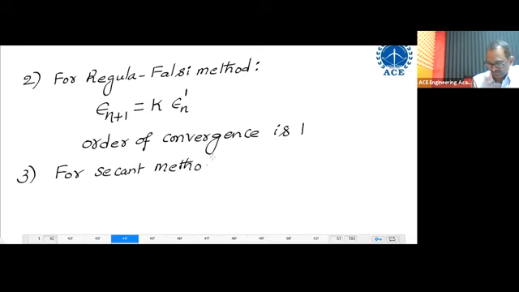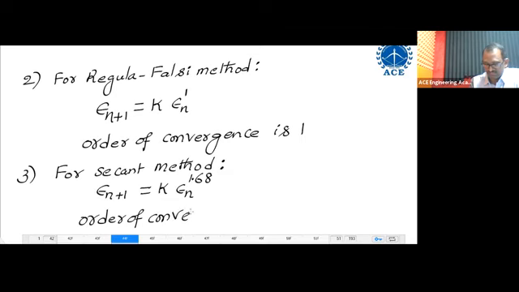For the secant method, error value at n plus 1th approximation is equal to some constant into error value at nth approximation power 1.64, I think. So order of convergence is 1.64.